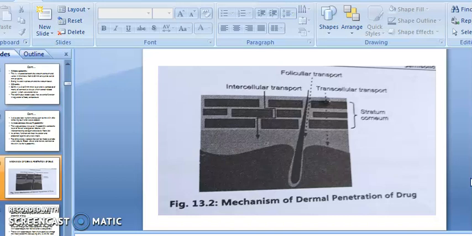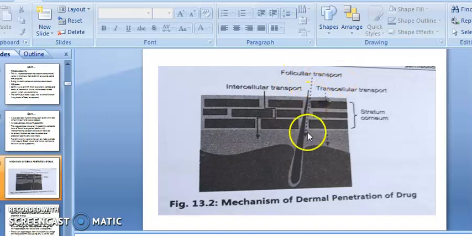There are three mechanisms that the penetration of your drug follows. Number one is intercellular transport. In this diagram you can see this is your intercellular transport. The second one is transcellular transport, or the transcellular route. This is shown in your diagram. And the third is follicular transport.